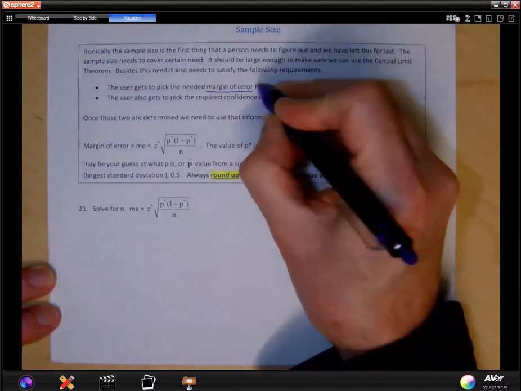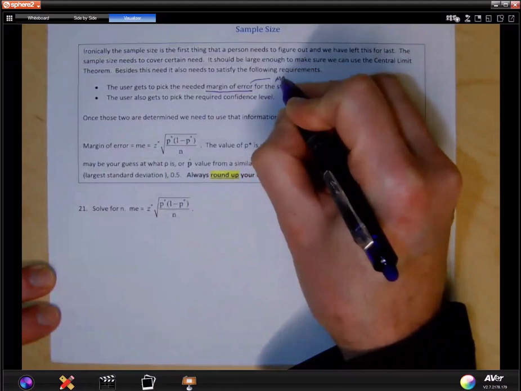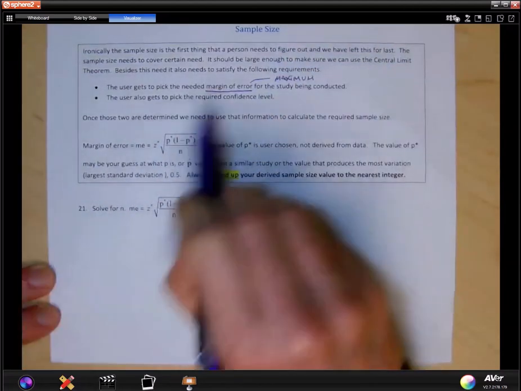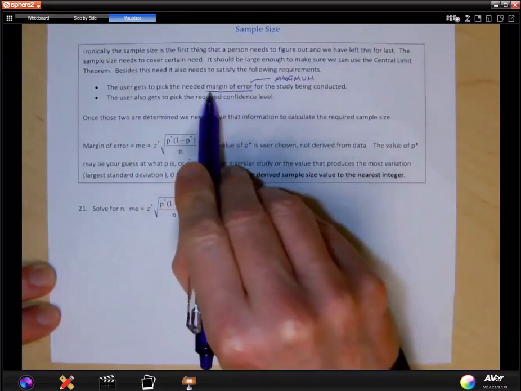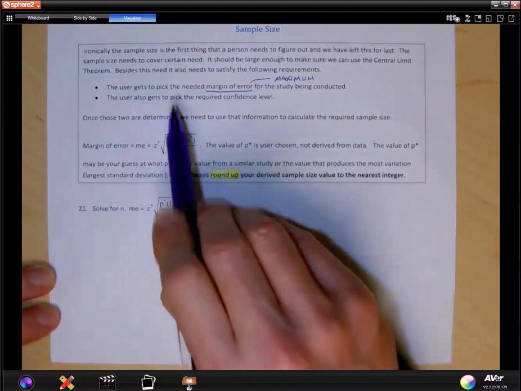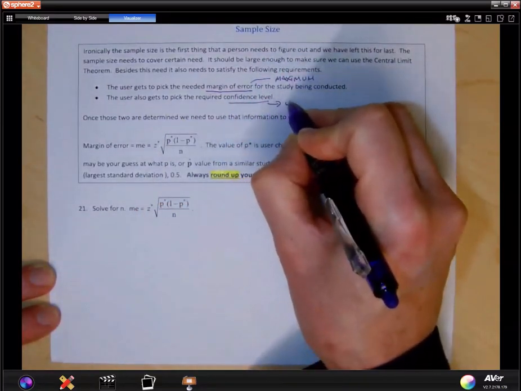So really, what the user is about to pick is the maximum. We cannot have it any worse than this. So that's really what the user gets to pick. When we actually get the data, this might actually go down. The user also gets to pick the required confidence level. So again, this is user chosen.